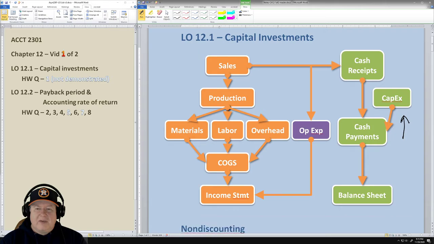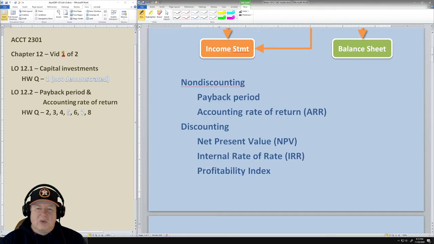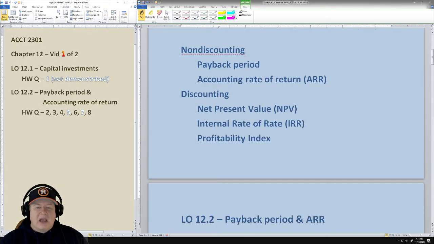So we have a couple of different ways in which we look at, is it worth it? And it's going to be in two major categories, non-discounting and discounting. Don't get too hung up on the nomenclature quite yet. The idea is that there are two categories, and in this first video, we're going to study the first category, the non-discounting, payback period and accounting rate of return. In the next video, we will go over discounting, which is net present value, primarily, but we'll also touch on internal rate of return and the profitability index. Those are two lesser ones.